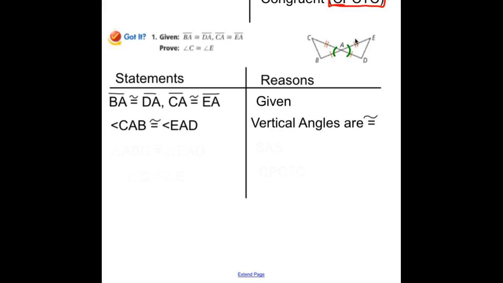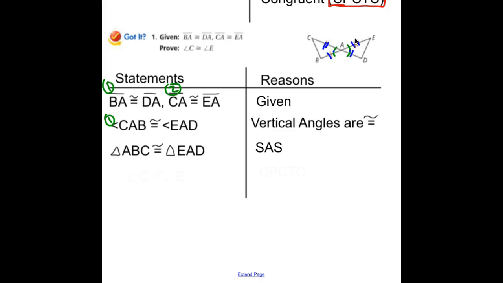Now look at the order. You've got three pieces of information. Two pairs of sides and one pair of angles. If they're in side angle side order, we're good to go. So I checked that. I've got a pair of sides, a pair of angles, and a pair of sides. That is in fact side angle side order, so my triangles are congruent.